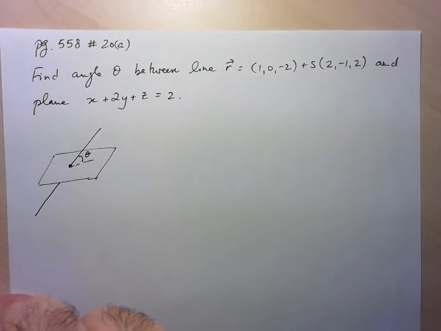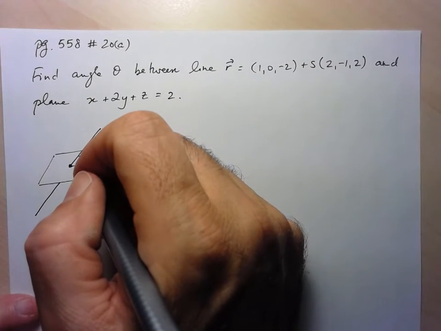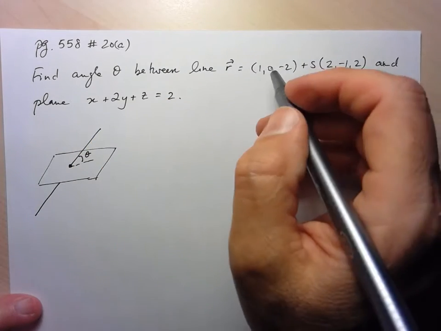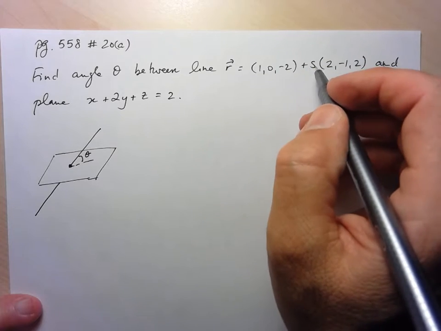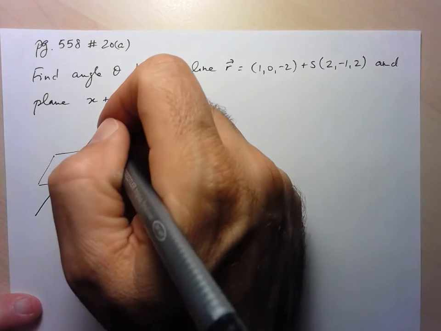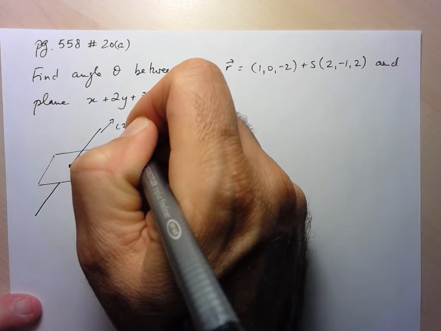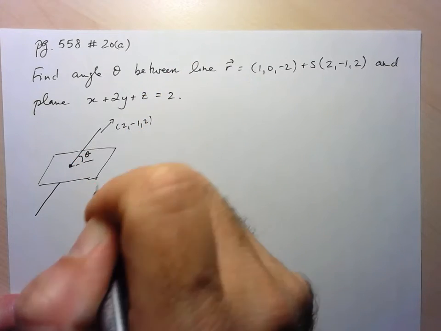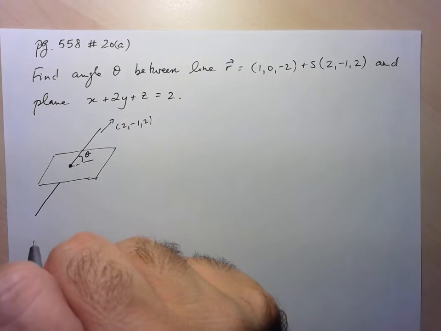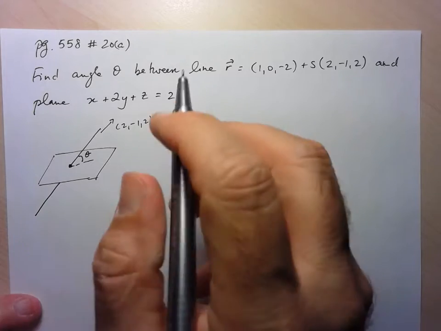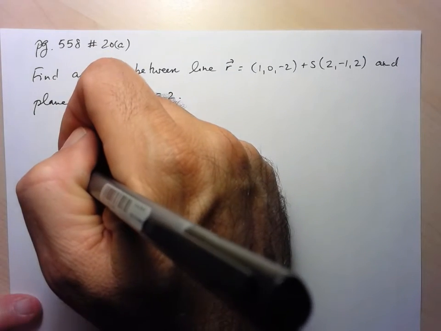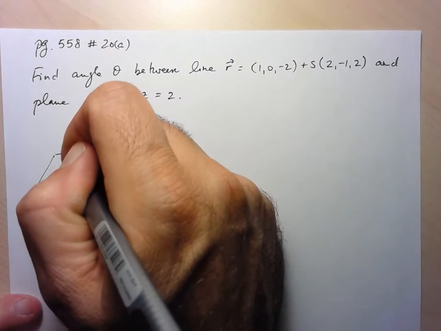But if we look at what information we're given, when we have the vector equation of a line, we know we've got a direction vector (2, -1, 2), which helps us define the direction of this line. But in terms of the plane, we're given this normal vector to the plane.